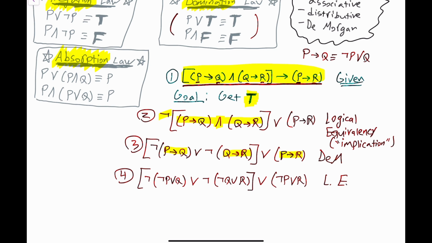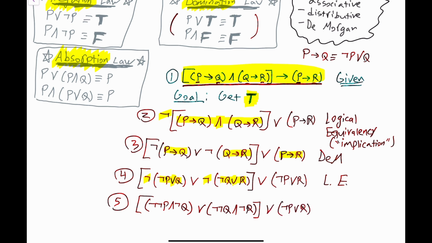We can use De Morgan again. Here's a disjunction being denied, and here's a disjunction being denied. Thus, for line 5, we'll get the following. Bracket, parentheses, not P and not Q. That's just based on De Morgan. Or, parentheses, not Q and not R, close parentheses, close brackets. Or, parentheses, not P or R, close parentheses, based on De Morgan.